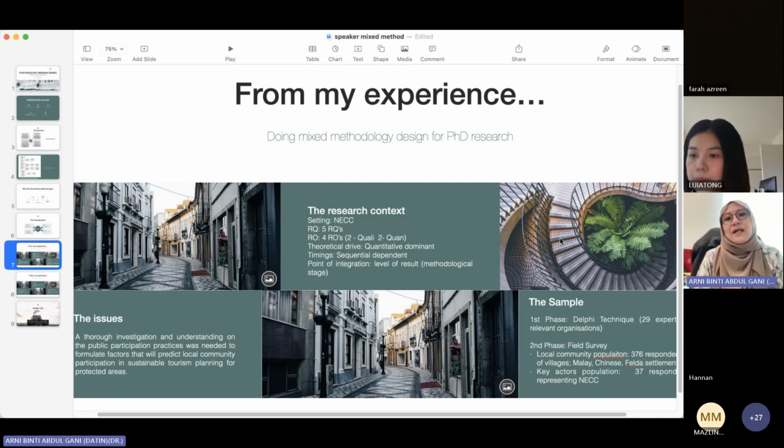As for the theoretical drive, because my main aim was to come up with the factors, to come up with the dimensions, it was quantitative dominant. And the timing was sequential dependent: first qualitative, then quantitative. The point of integration was at the level of results, in terms of the methodological stage.